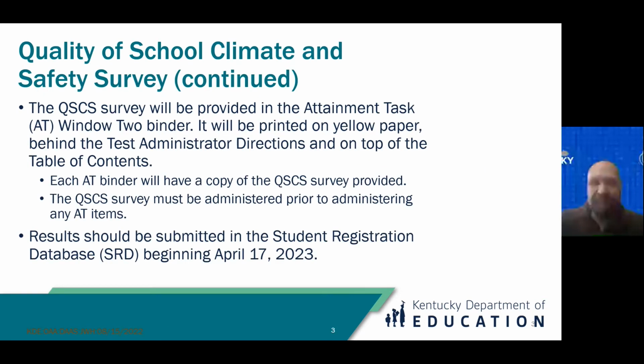Continuing on with the Quality of School Climate Safety Survey, the survey will be provided in the Attainment Task Window 2 binder. It is printed on yellow paper behind the test administrator directions and on top of the table of contents. Each AT binder will have a copy of the Quality of School Climate Safety Survey provided. The survey must be administered prior to administering any AT items. Results should be submitted in the Student Registration Database beginning April 17th, 2023.